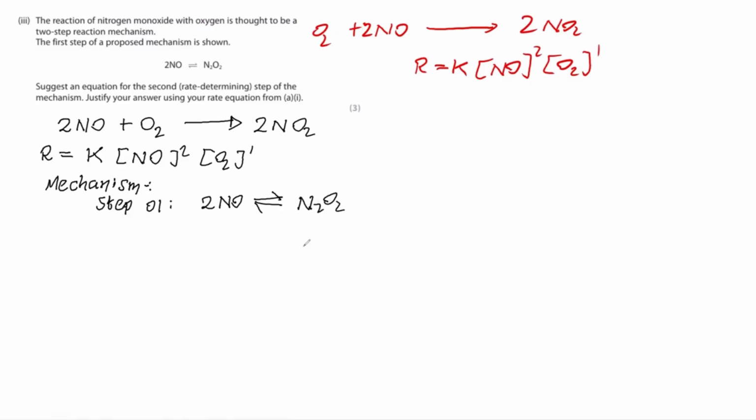First thing I know is that the rate law shows the slowest step equals the rate determining step. So first I'm going to say, in the slowest step, or we call it the rate determining step.